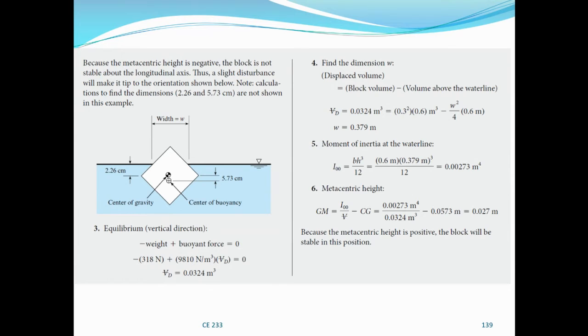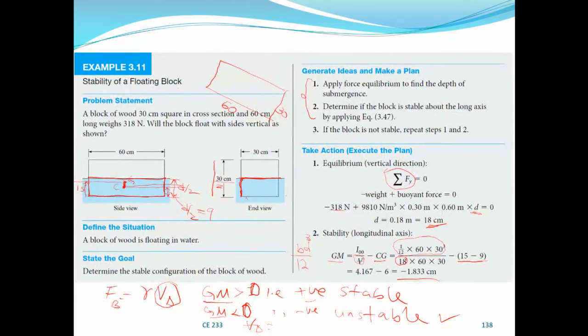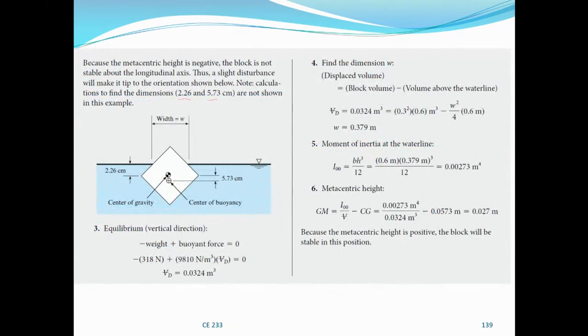It will change the equilibrium, or make the body not be in equilibrium anymore. So a slight disturbance will make it tip to the orientation shown below. Note that calculations to find these dimensions are not shown. So the same body here, when you apply a rotational disturbance and rotate it, it will shift.